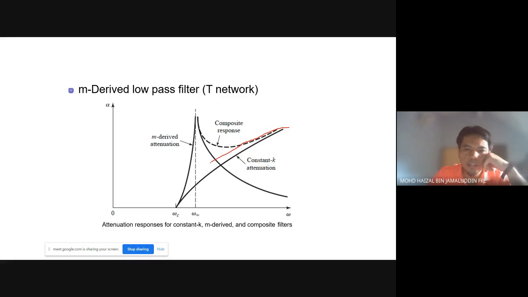Okay. If you can see this one, this is the constant K. It is supposed to go sharp like the m-Derived, but it keeps on changing the impedance based on the frequency. So the red one here is the constant K. It changed because the impedance is changing with the frequency change. So it doesn't get a sharp cutoff frequency, and the attenuation also keeps on changing.